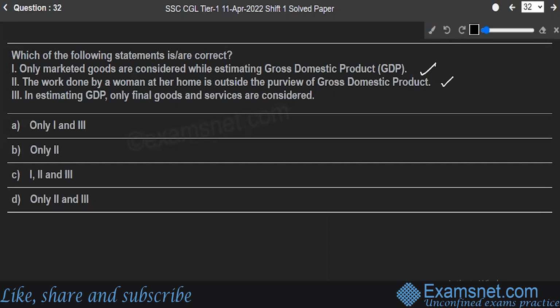So, which is the correct answer? Is it 1 and 3, only 2, 1, 2, and 3, or only 2 and 3? The correct answer, what do you think it should be? Well, yes, the correct answer is option 2 and 3. Only these two are correct. See, the total monetary or market value of all finished goods and services produced inside a country's border in a certain time period is known as gross domestic product. That's GDP. Therefore, this statement is incorrect.